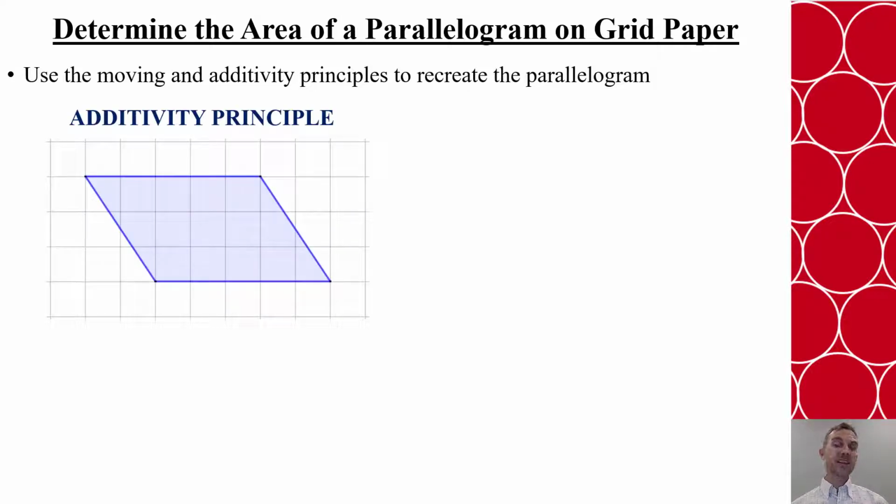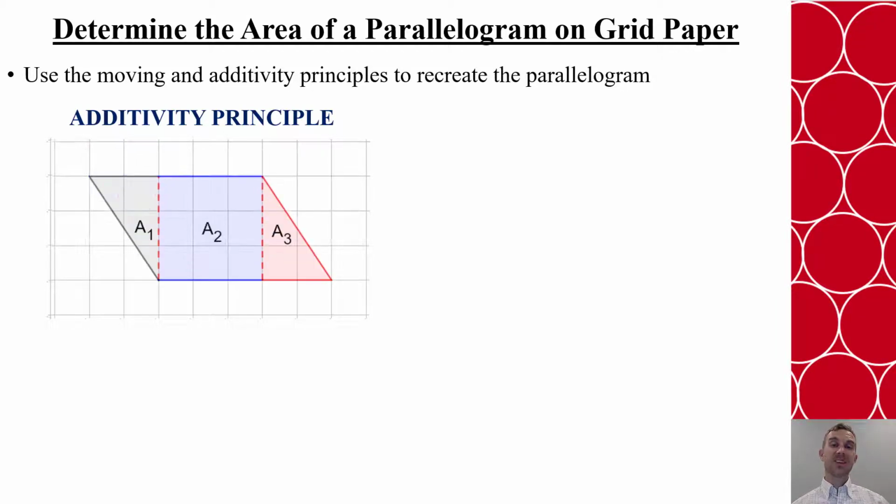If I use the additivity principle, I could draw two vertical lines from the bottom side to the top side and see that I construct two triangles and a square. Then I can find the area of each of those shapes individually, add them together to get the entire parallelogram's area. So in this case, the first one, that's a triangle.